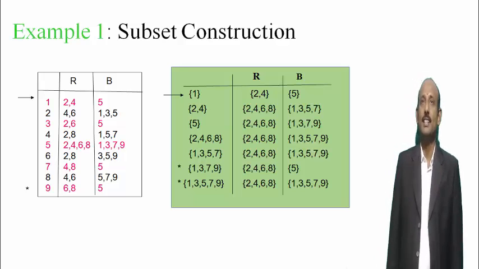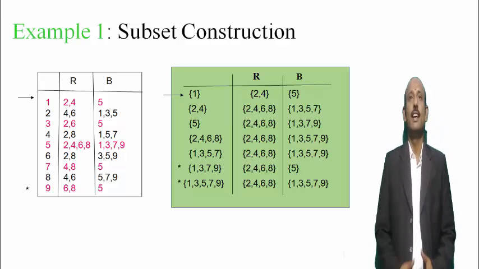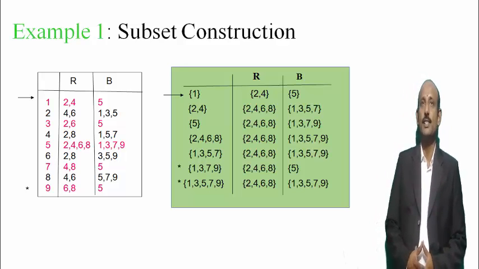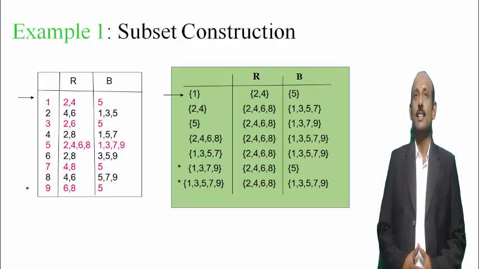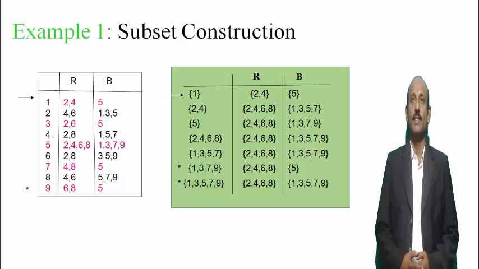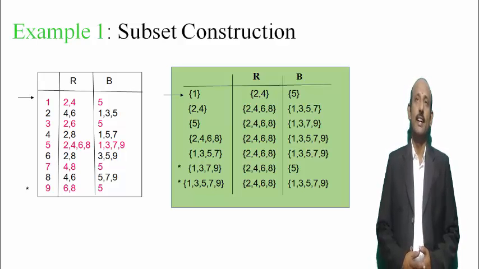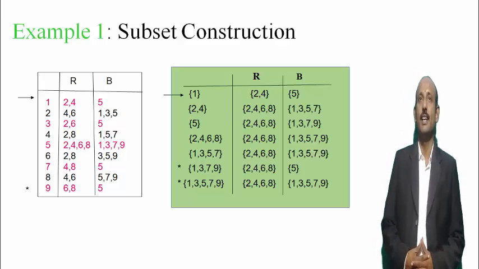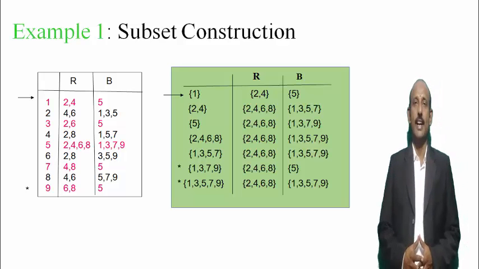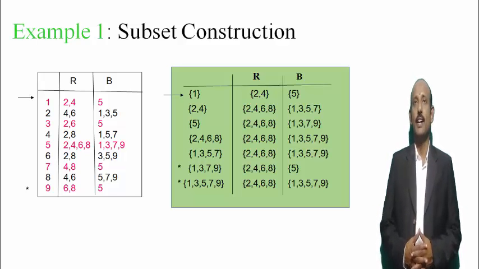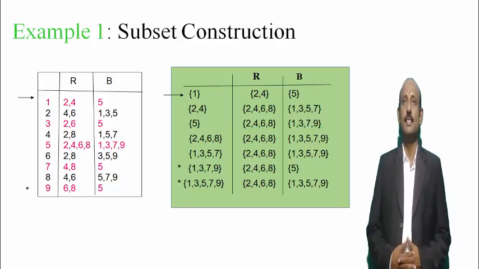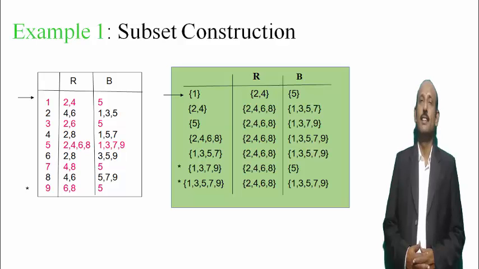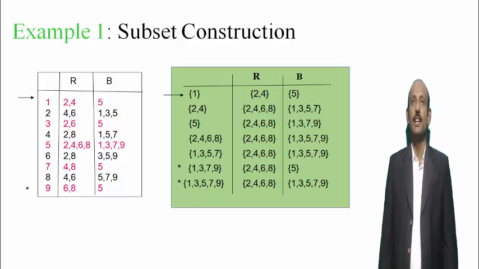Similarly, for the black color, we find the subset construction, that is the epsilon closure, and the adjacent cells are 1, 3, 5, 7. Next we take 5. For 5, the adjacent red cells are the same as before, 2, 4, 6, 8, and the black cells are 1, 3, 7, 9. Similarly, next we take 2, 4, 6, 8 and find the adjacent red cells. The answer is the same, 2, 4, 6, 8, and the black cells are 1, 3, 5, 7, 9.